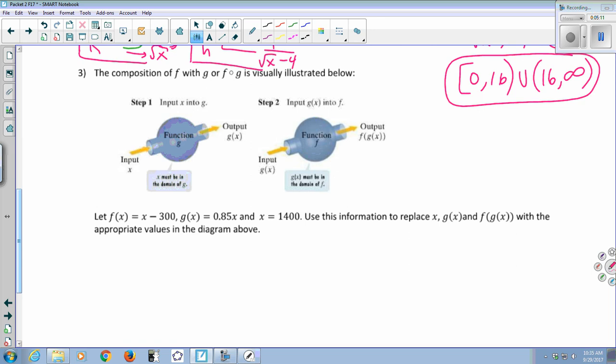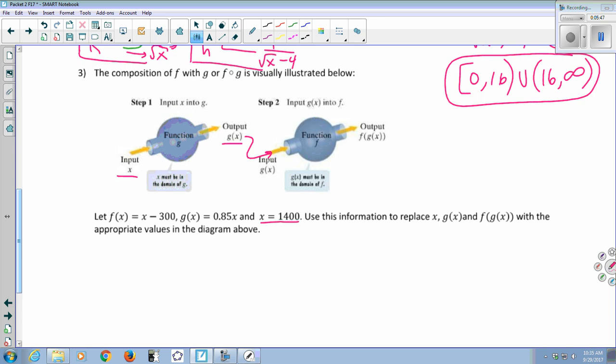Okay, so here's a visual representation, maybe a slightly better drawing than my function machines. We have function machine G, function machine F. You plug your x value into G, you get an output, then you take that output from G and plug it into function F. So I've been given some formulas. The formula for F is x minus 300, for G is 0.85x, and I'm given a value for x, 1400.